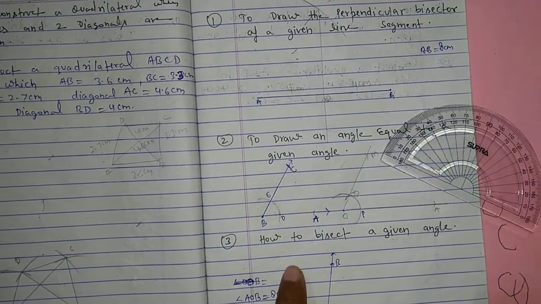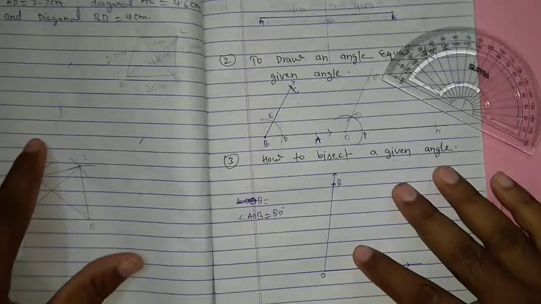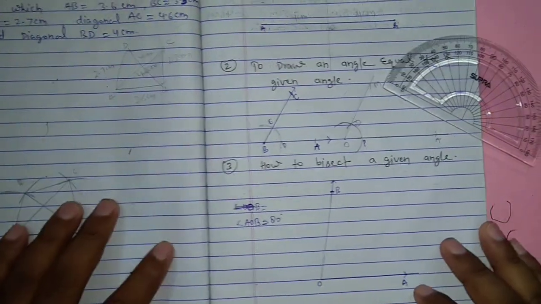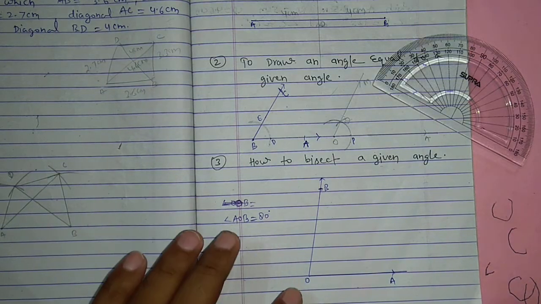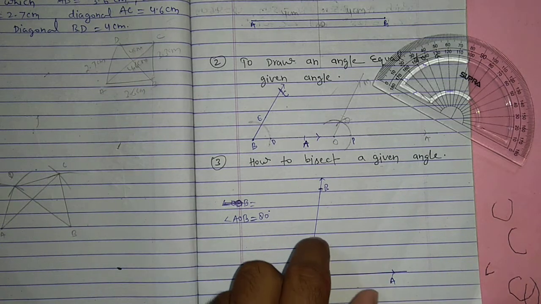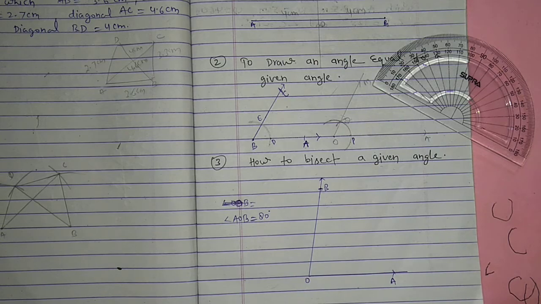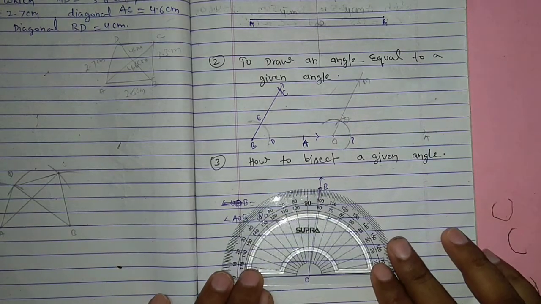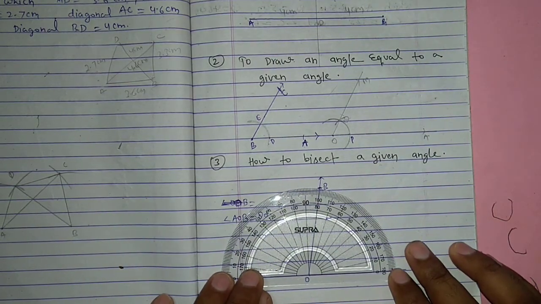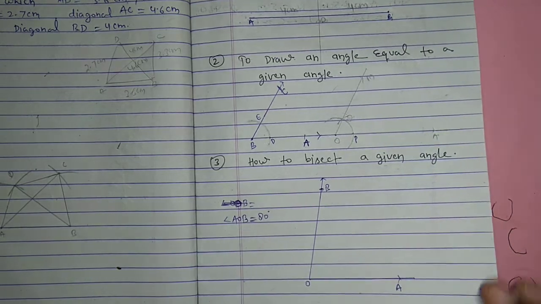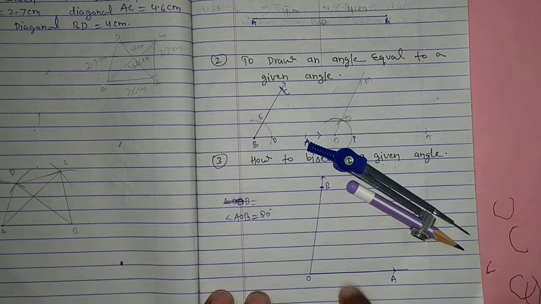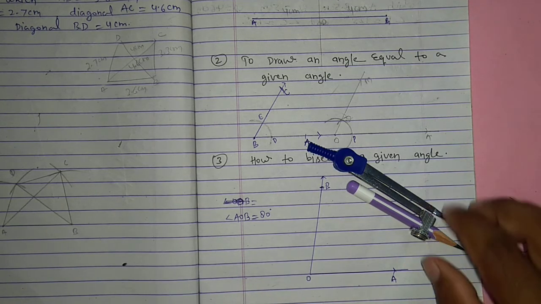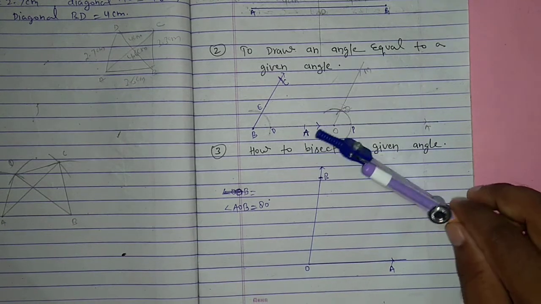Now again, the third one is to draw the bisector of a given angle. How to draw a bisector of the given angle? Bisect means we have to divide this angle into two equal parts. If we measure this angle, which I have already drawn, it is 80 degree. Using the compass, we have to divide this into two equal parts. That is the bisector of the given angle. So how can we bisect the given angle?